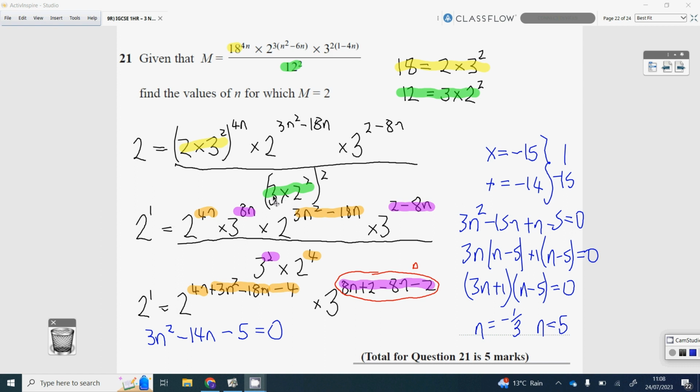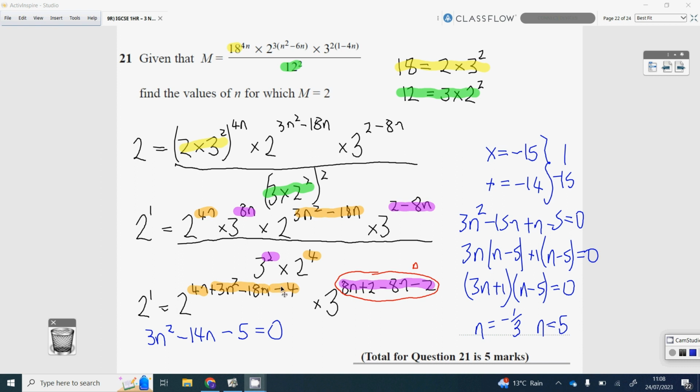And similarly, getting rid of the brackets here, we're going to have 3 squared and 2 squared, which is 2 to the power of 4. Now, let's just go and gather up all our powers. So remember, when you multiply, you add the powers. When you divide, you subtract the powers. So this times this, we're going to add the powers. So we've got 4n plus 3n squared minus 18n. And then because we're dividing by 2 to the power of 4, that's going to be subtracting 4. So that's the key bit, understanding this bit that I've highlighted in orange. We're adding these but subtracting this, giving us 2 to the power of all of this.